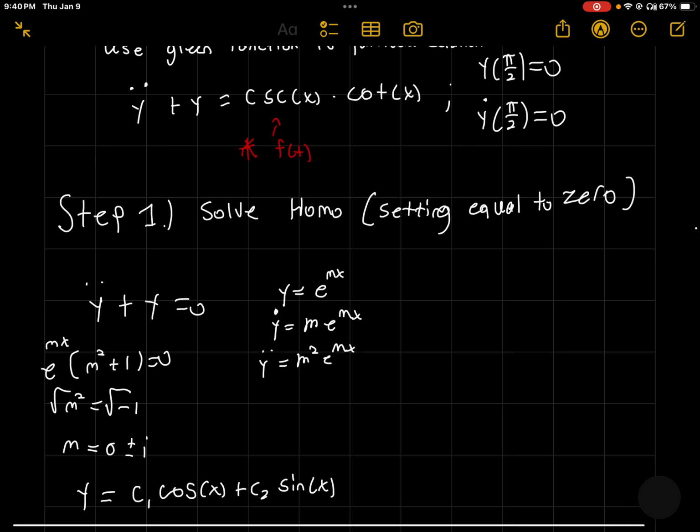The first step in solving this is solving the homogeneous equation, basically setting the right side equal to 0, and we're going to let y equal e to the mx, take the first derivative and the second derivative, plug it in, factor out e to the mx, and just solve the algebraic equation, where we get m equal to 0 plus or minus i. Using Euler's formula, we get y is equal to c1 cosine x plus c2 sine x.